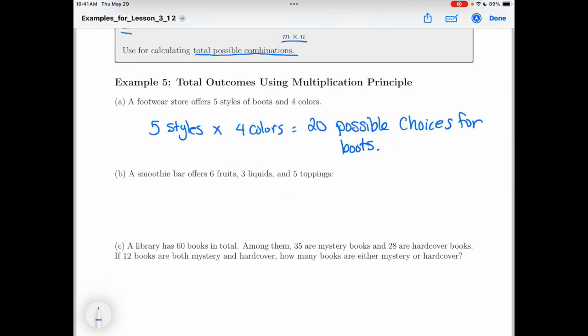For part B, we have a smoothie bar that offers 6 fruits, 3 liquids, meaning like what kind of milk you want, almond or coconut, and then we have 5 toppings. So if I want to figure out how many possible smoothies can be made, what are the total possible choices? We would take 6 fruits, multiply it by 3 liquids, and multiply by 5 toppings. That would give us 90 possible smoothies.